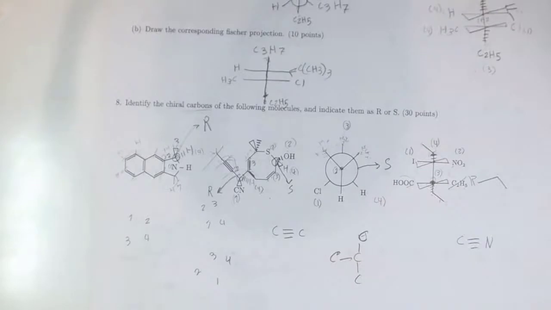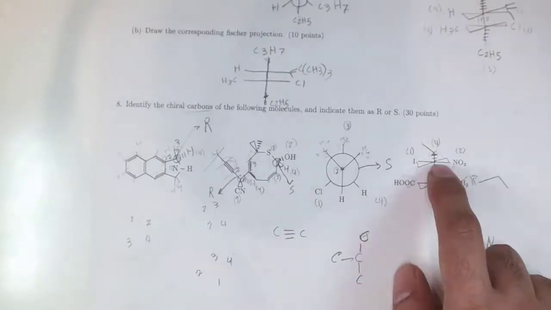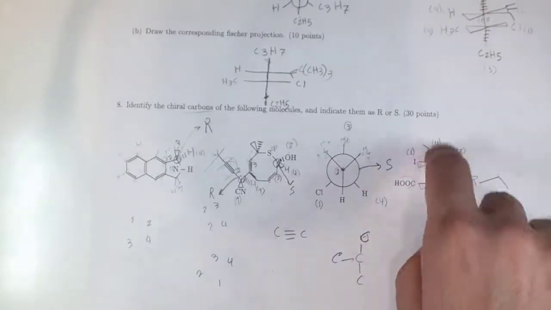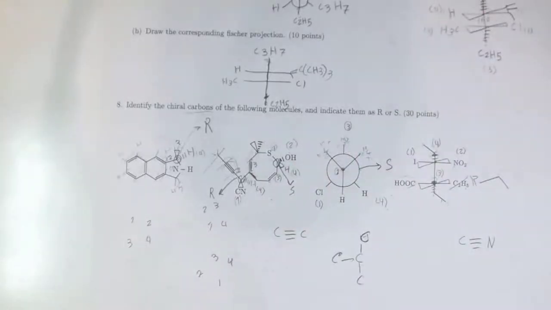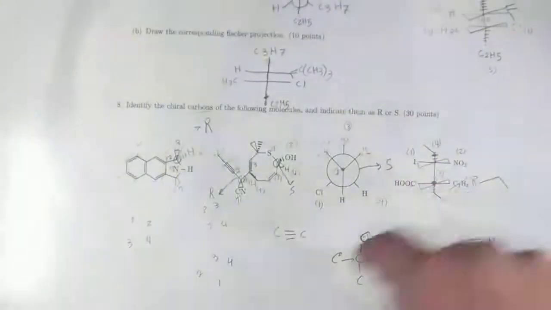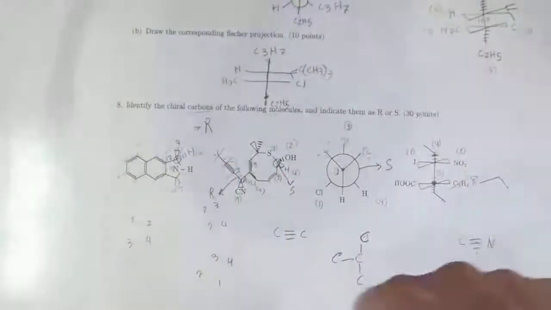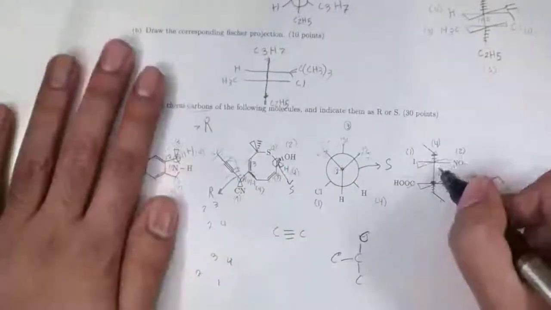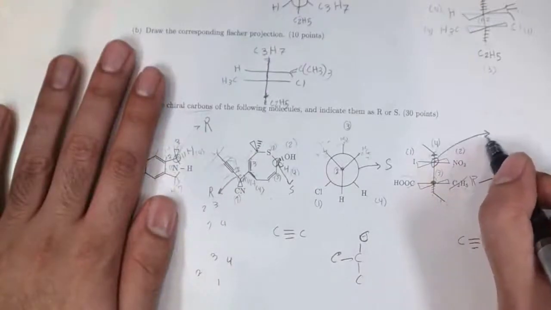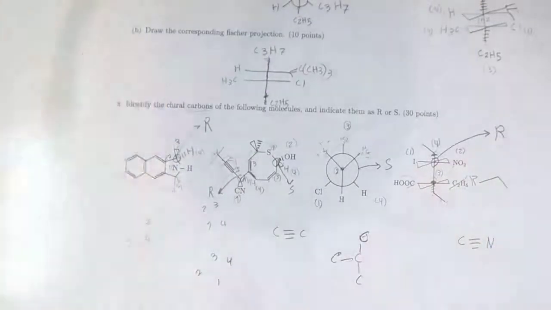Now here's the good thing. I don't have to inverse anything because the least prioritized group here, number 4, is already on a dash. So whatever I determine is going to stay what it is. So let's see, I have 1, 2, 3. So like this. So since I'm moving clockwise, this guy should be R. Sorry.